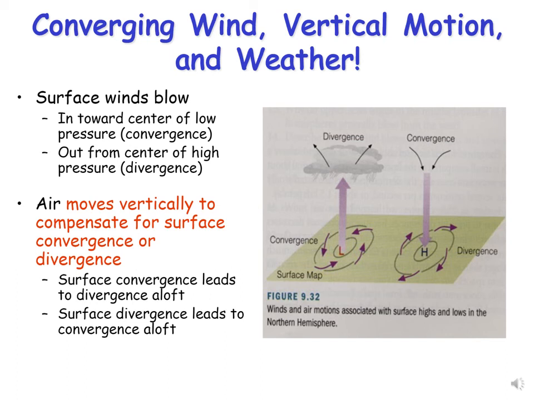And consequently, in the high pressure zone, as air is crossing the isobars from high to low, you have divergence at the surface. And as you have divergence at the surface, air will rush in from above in order to fill that void, causing subsidence over the high pressure zone. And that will cause essentially clear skies over the high pressure zone and cloudy skies over the low pressure zone.